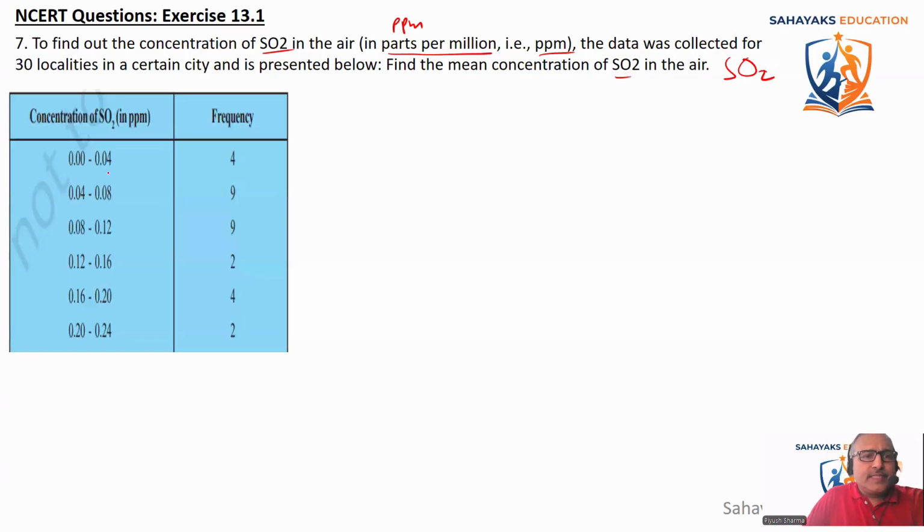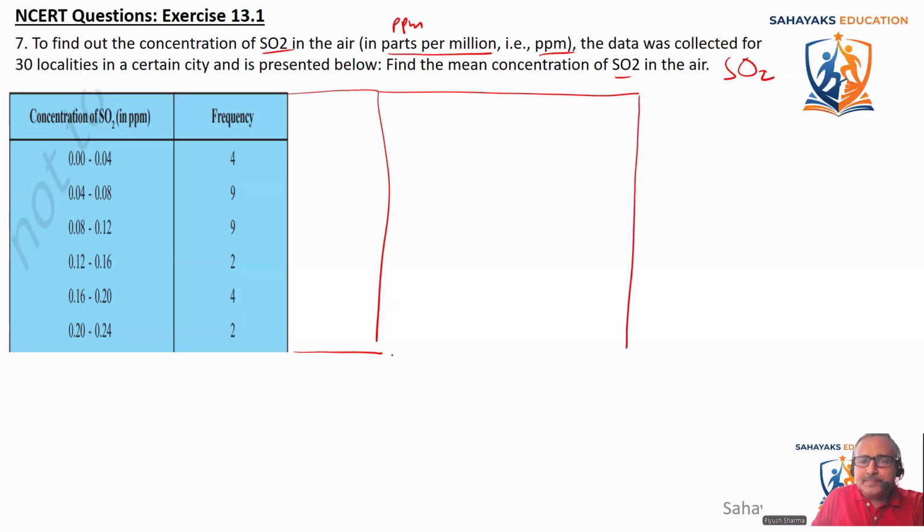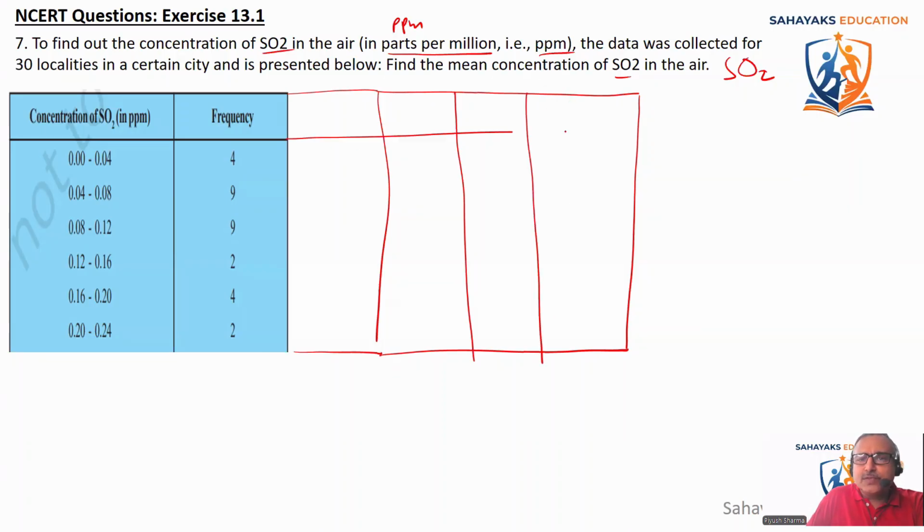Okay, so we'll do the same thing. We'll find the class mark first. Same thing we are going to do. We are going to make our table. The table is not given here, so let's make the table here. Similar manner, no difference. So let's take 4.